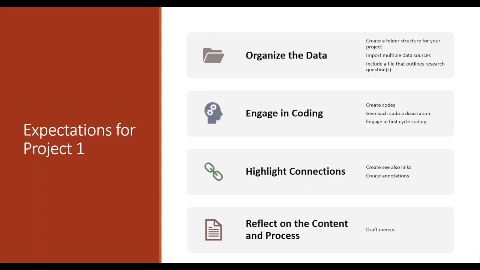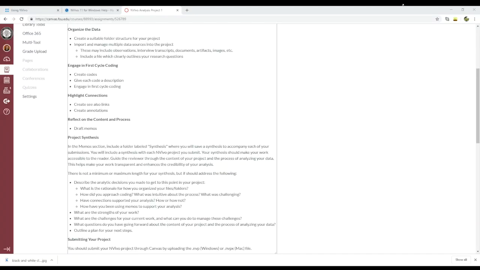The final element of your project is writing your synthesis reflection. Although this video includes some explanation of how to use NVivo and what each tool does, the most important element of your project is why. In the Memos section, you'll create a folder labeled Synthesis, where you will save a synthesis to accompany each of your submissions. The questions for the synthesis are included in the project description in Canvas.